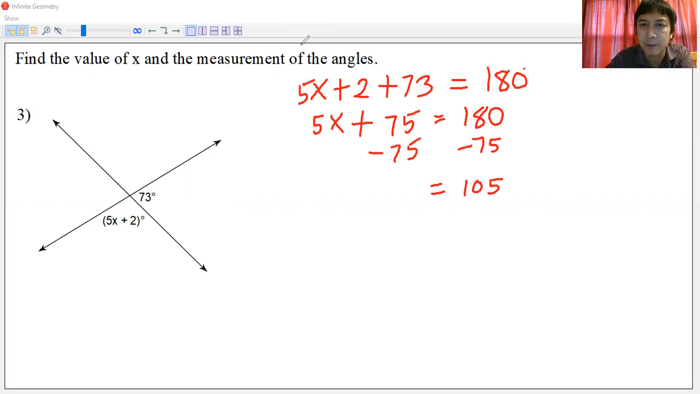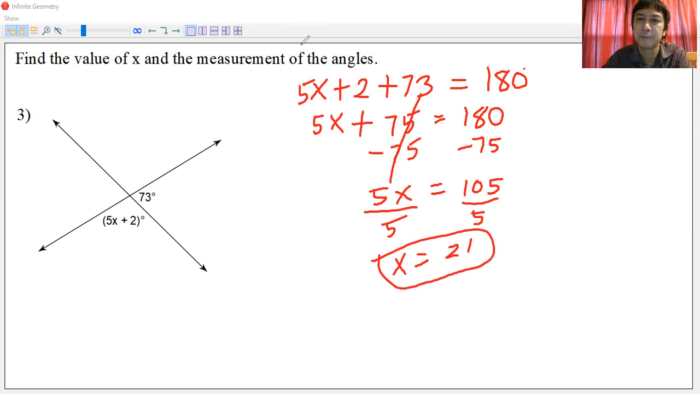The 75 and the other 75 cancel out to 0. The left side will just be 5x. We'll divide by 5, and x is equal to 21. And so we have the x now. That's one of the requirements.